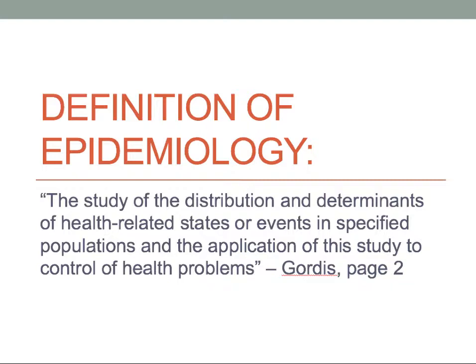Key things to notice here. So we're talking about distribution and determinants, right? So how it is being spread and what are the causes of disease, right? And we're also talking about population. So how do we define a population in epidemiology? We're going to talk more about that. And the idea is we do all that in order to control health problems, okay?